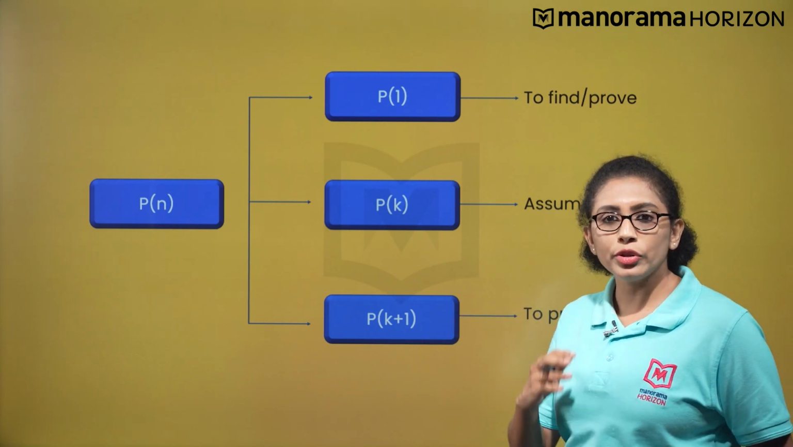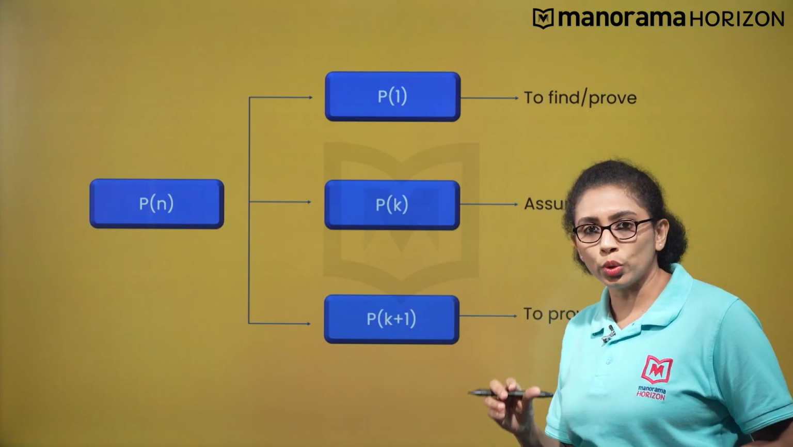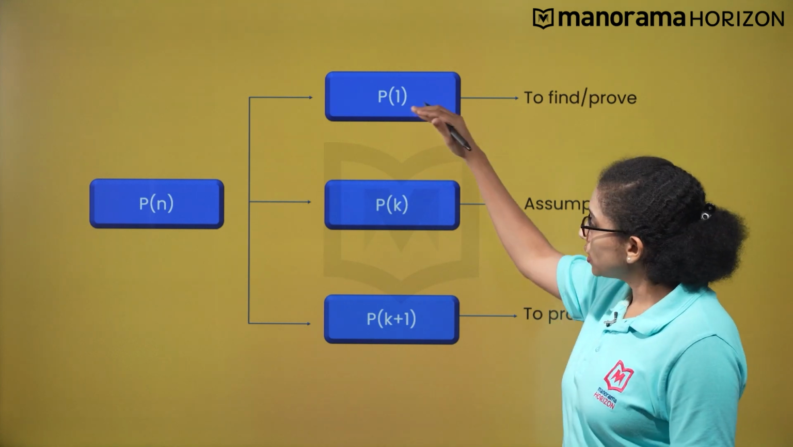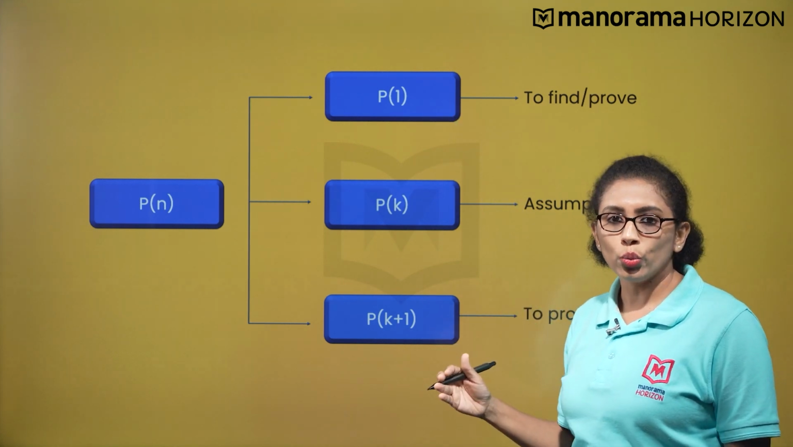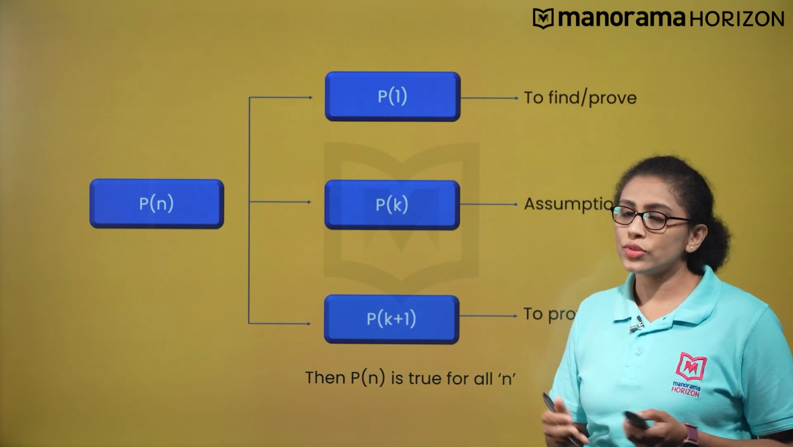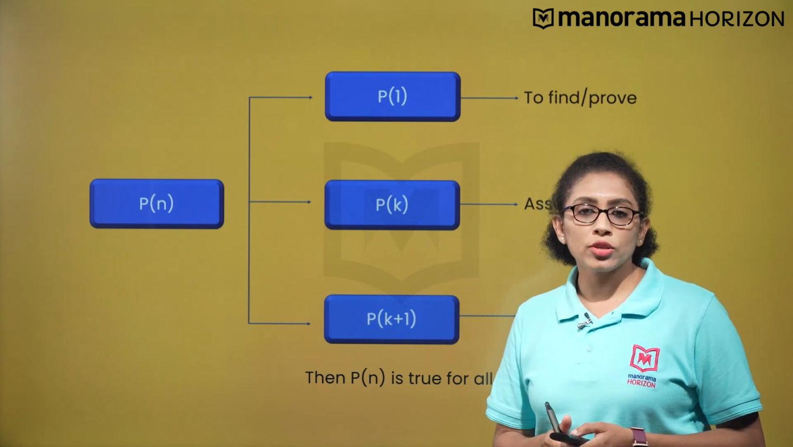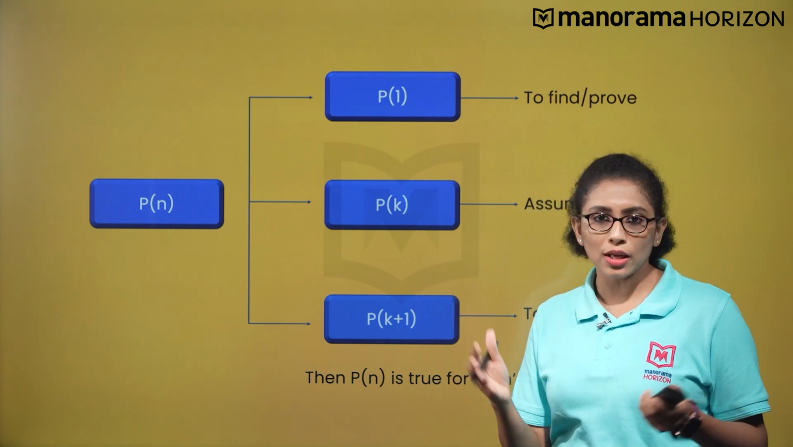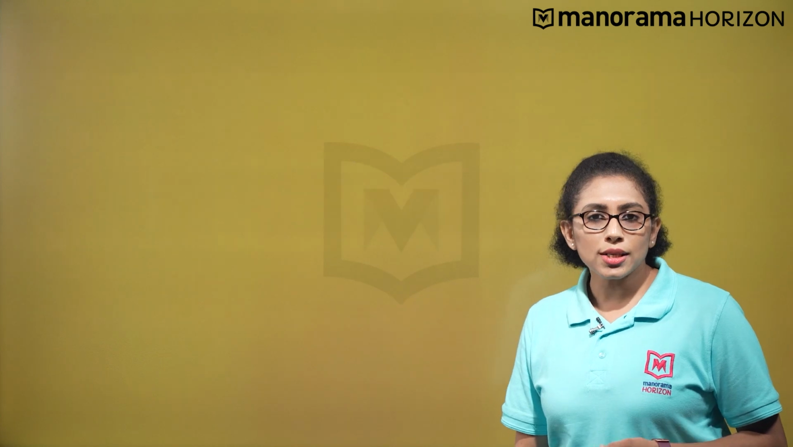This means that we should do some steps to prove P of k plus 1. If all the statements are true, we say P of n is true for all values of n, where n belongs to the set of natural numbers. In this way, the induction process is completed. Now, let us illustrate by means of one mathematical example.